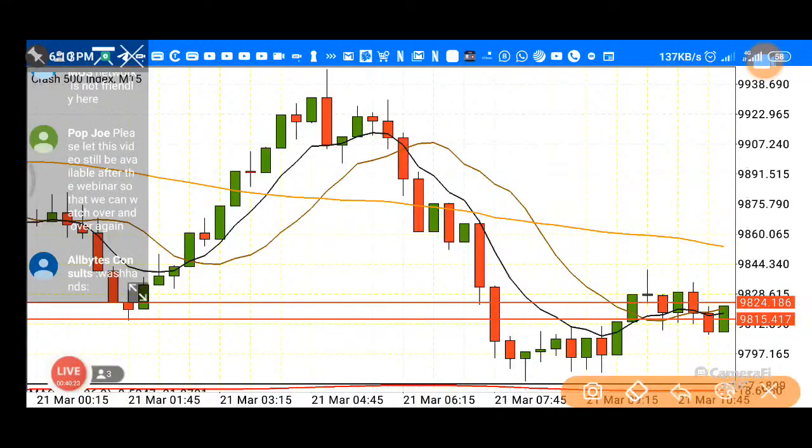So can you see it clearly now? We are still talking about this level, not this new one I just drew. So it broke out over here, then came back to retest and bounced. You can see this green candle. So we are buying on this green candle. Immediately this green candle ended, we are placing our stop loss below here.